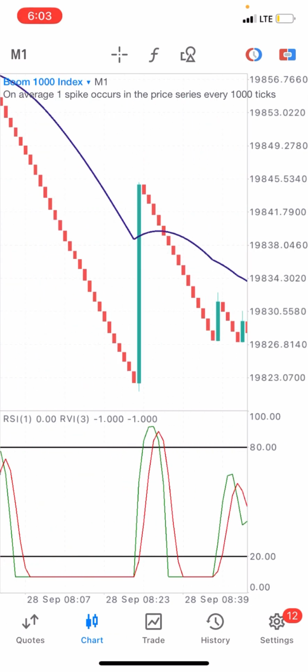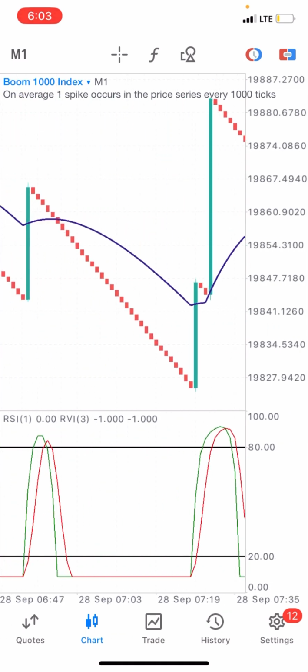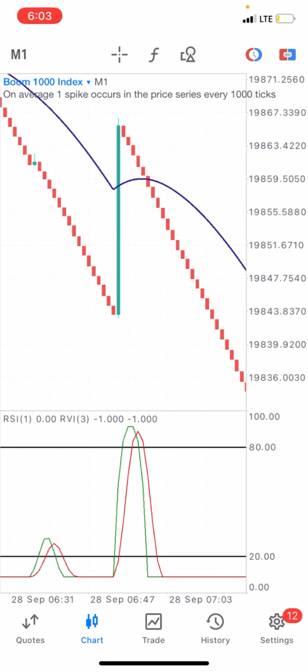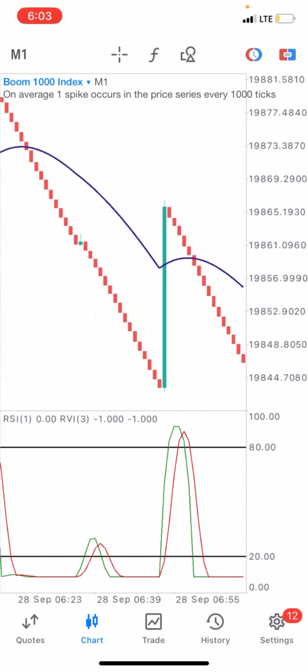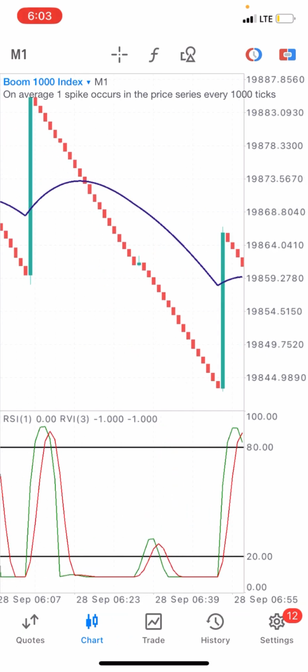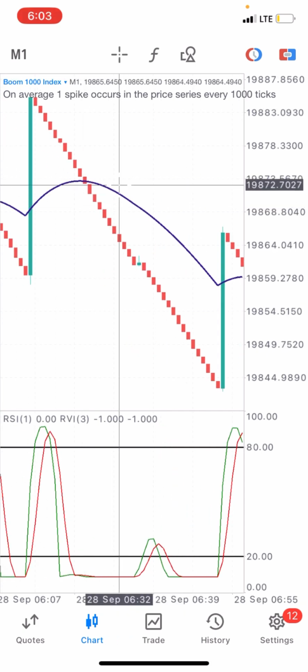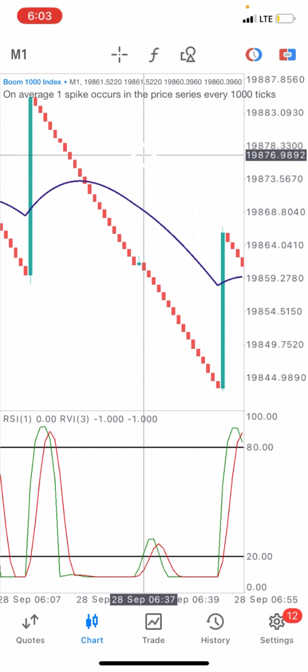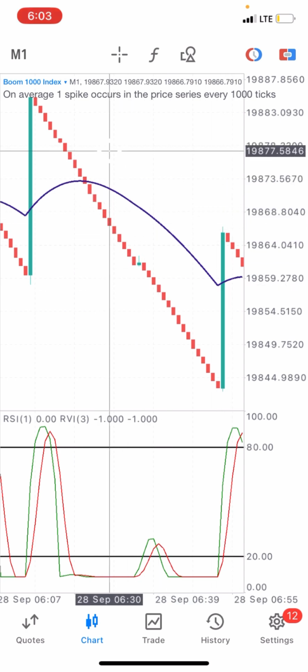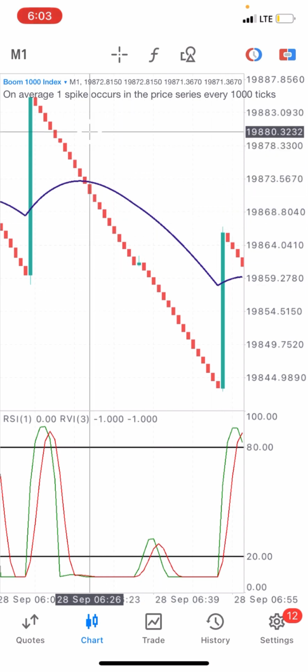Except for areas where price is tilting upwards. Remember to always ensure that your moving average is above and your candlesticks are below the moving average line. That is showing you that the market is going downward.